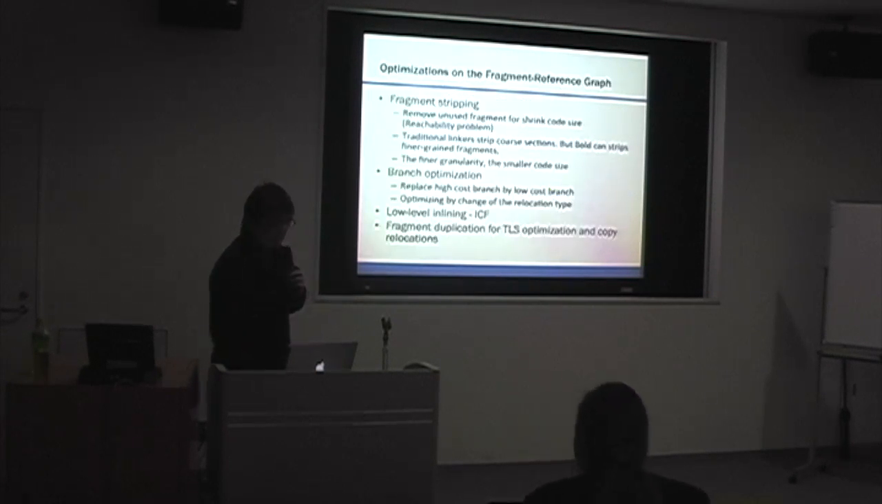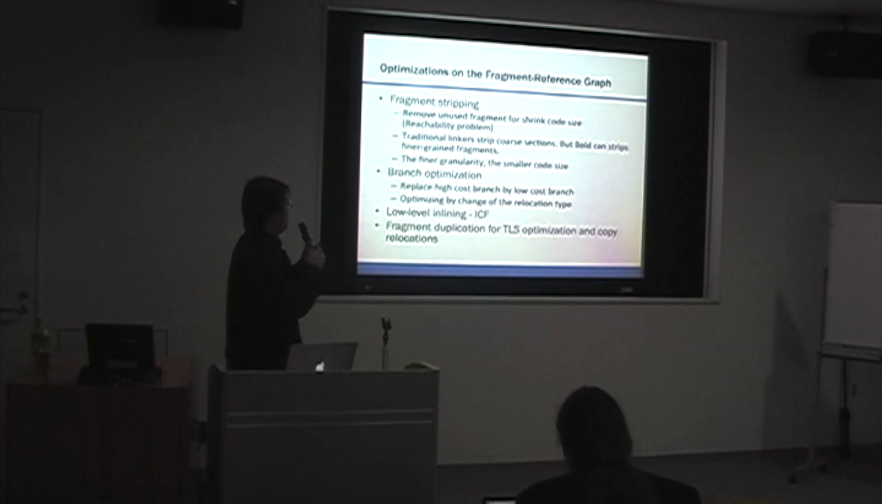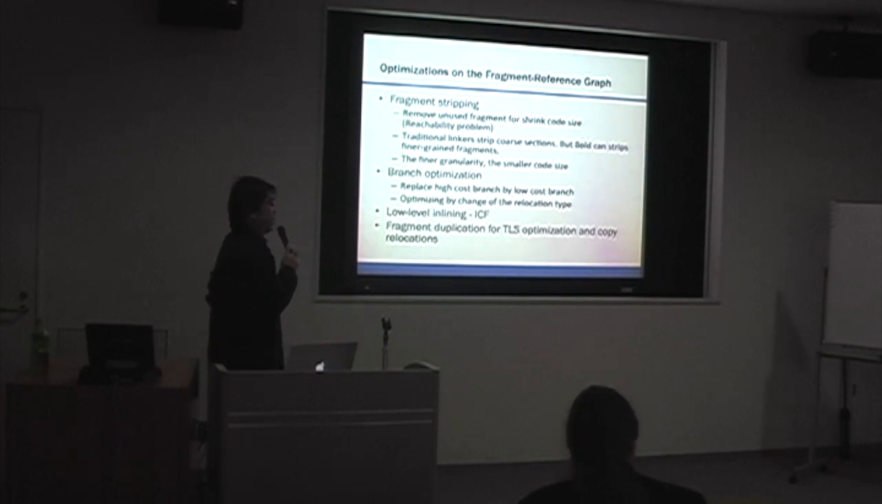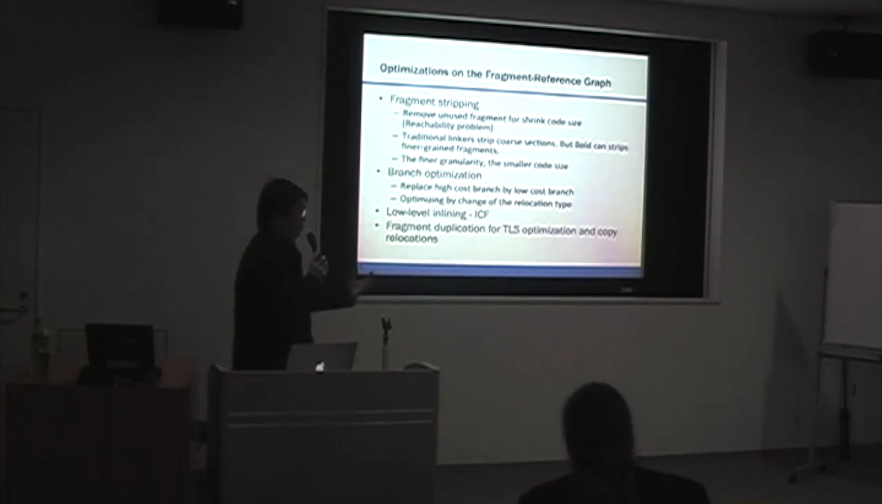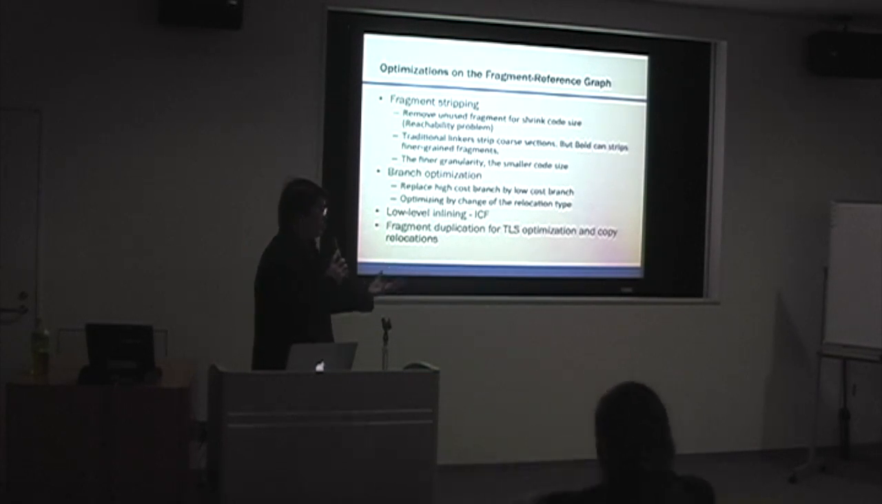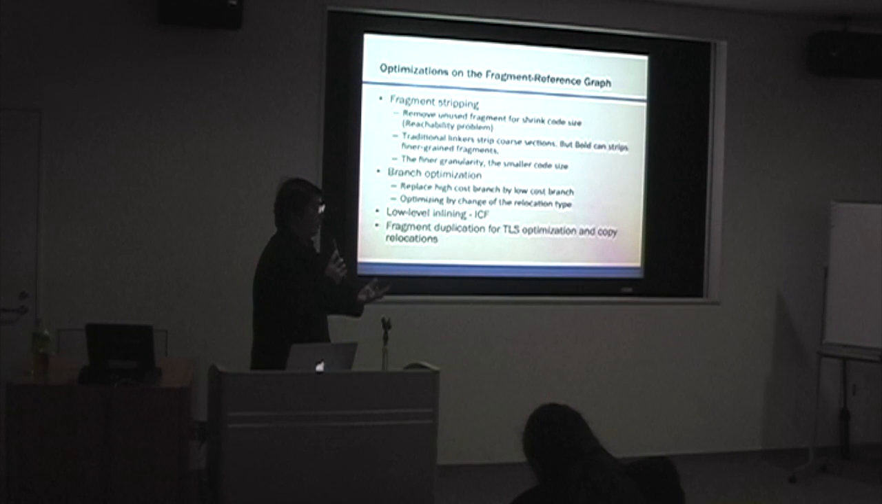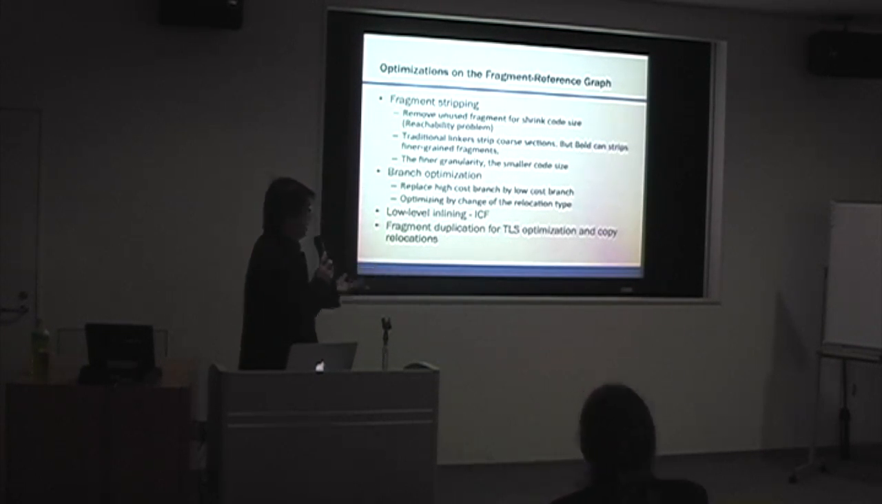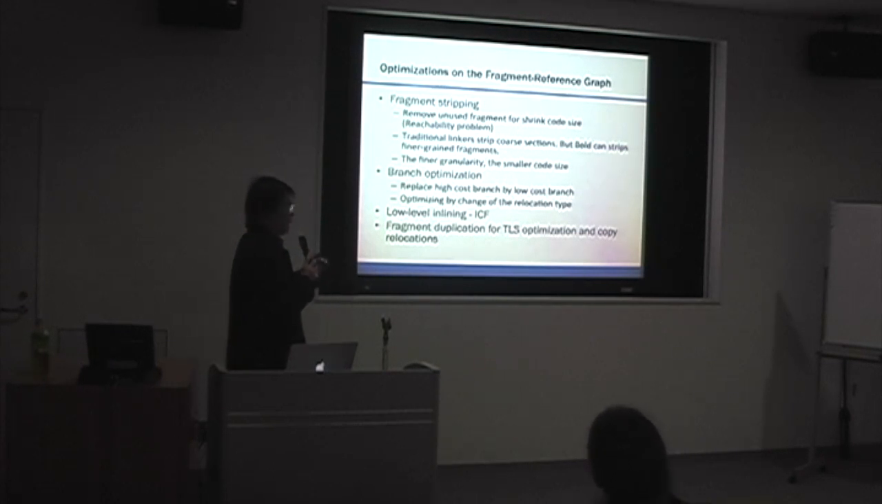And there are some optimization opportunities on the fragment reference graph. The first is fragment stripping. By this graph, we can try to find out the reachability of the graph. There are some fragments and some symbols that are never reached, and we can just strip this code. And the other is branch optimization.